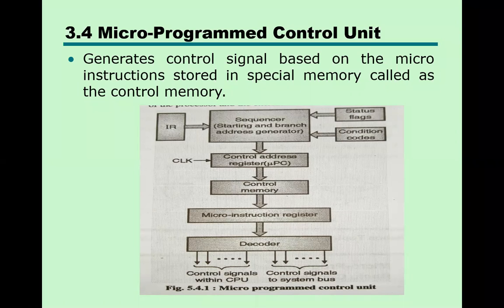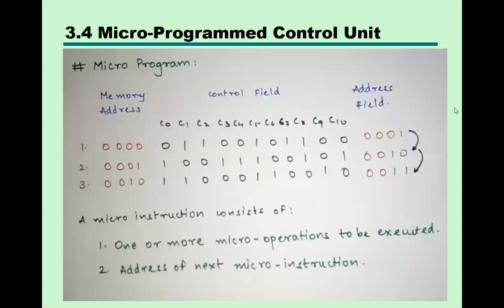Now, for example, let us assume this is the micro program. In the micro program, you will find there is a memory address, control field, and address field. This memory address holds the address. It starts from zero only, right? And these are the control field. The control field has these different bits.